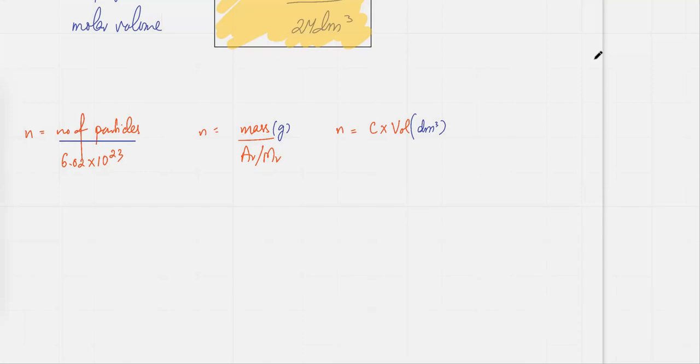So lastly, you've got moles is equal to volume of gas divided by 24 dm³.